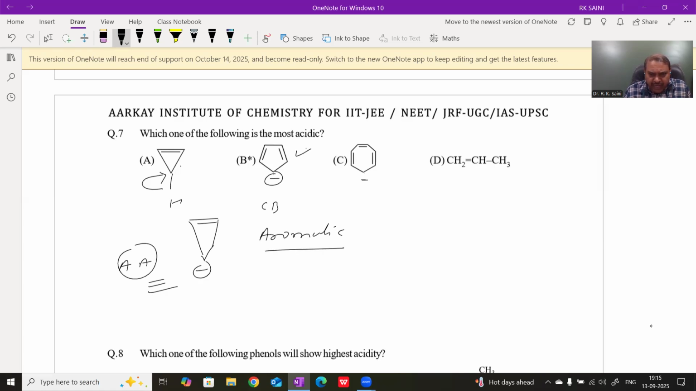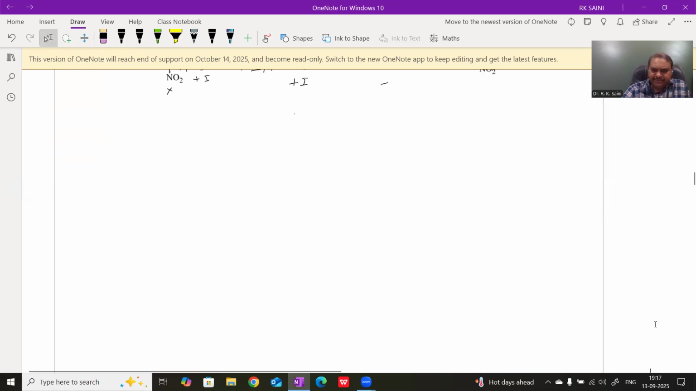After removal of H plus ion, the remaining species, the conjugate base, is also anti-aromatic. And after removal of H plus ion, another forms an allylic cation, but an allylic cation is less stable than an aromatic species. Therefore, the most acidic hydrogen is present in option B.